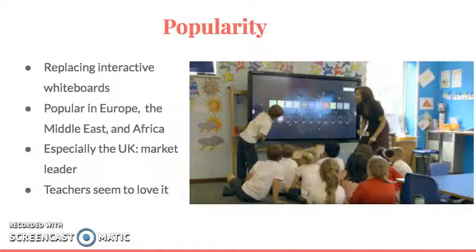Popularity. So CleverTouch is replacing interactive whiteboards such as smartboards at a fast pace. Not so much in the US, but it is very popular in Europe and then also in the Middle East and Africa, but especially in the UK. It actually is leading the market of technology used in the classroom.